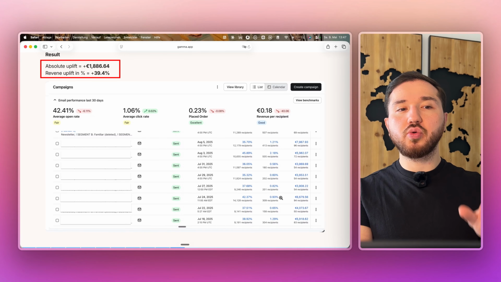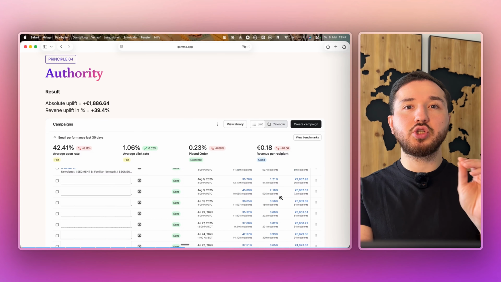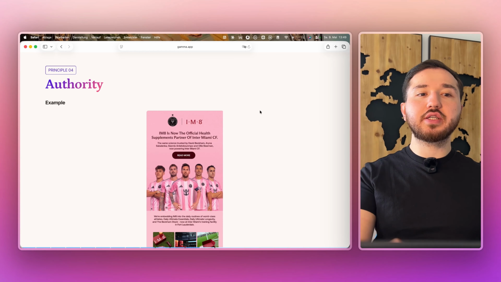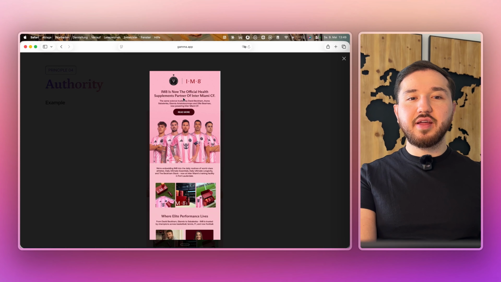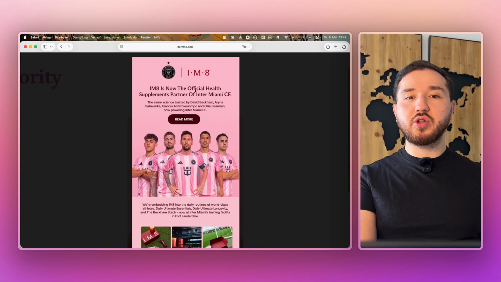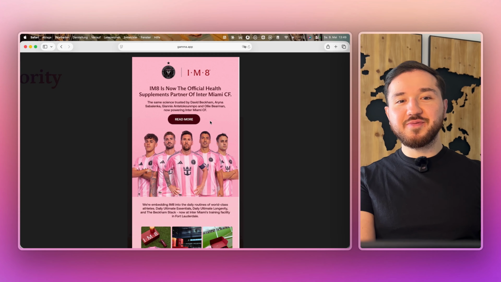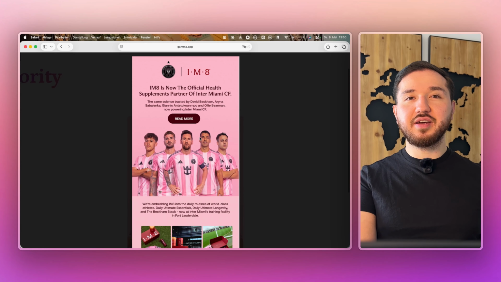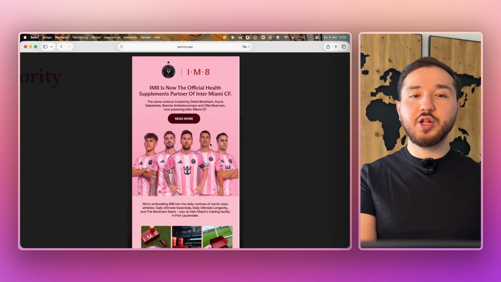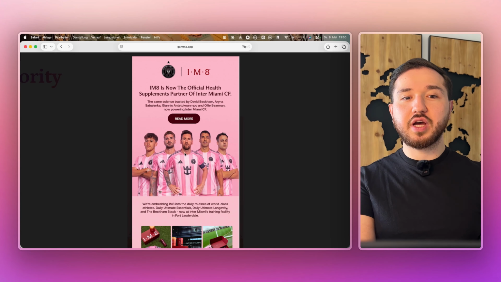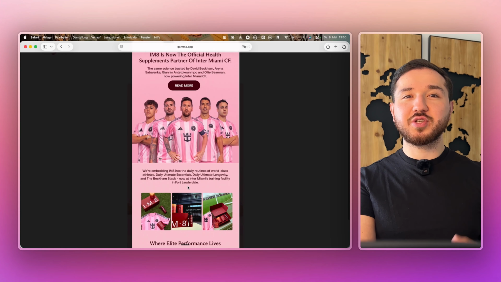So now I want to show you a great example of how you can add authority to your email campaigns. So here's a great example from IM8. IM8 is now the official health supplements partner of Inter Miami CF. So now Lionel Messi, the greatest footballer of all time, Luis Suarez, one of the best strikers of all time, Rodrigo de Paul, and David Beckham are endorsing this brand.